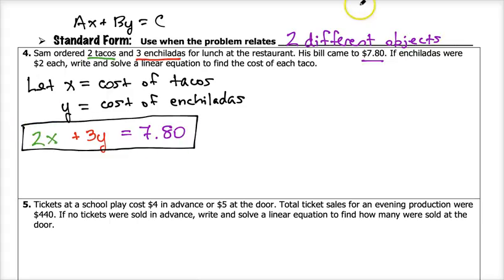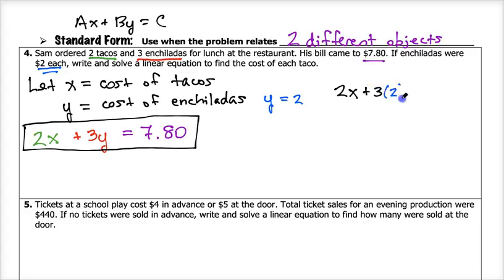And so now let's look at the second part of the problem, what we're given. We're told that enchiladas were $2 each. So now it's telling us that enchiladas, which is our y value, y equals 2. So I'm going to take this equation, rewrite it, but substitute a 2 in for y. So this is 2x plus 3 times 2 equals 7.8.